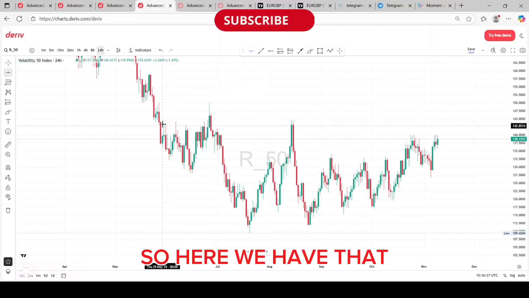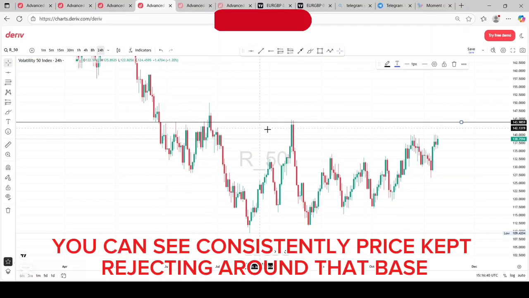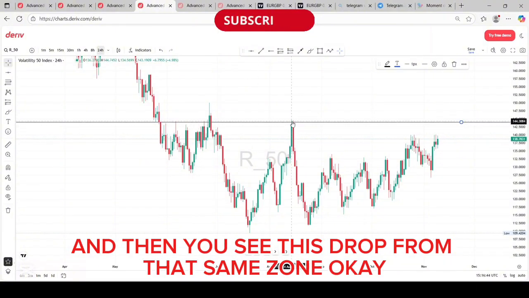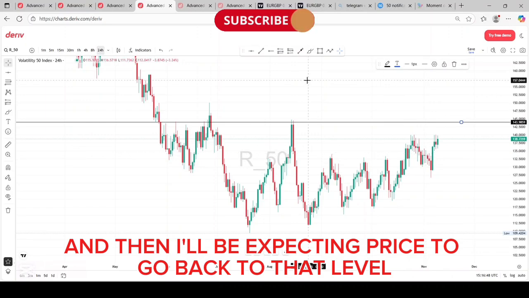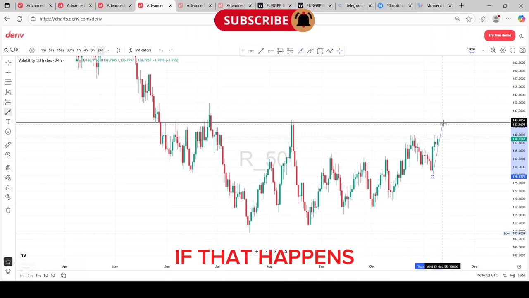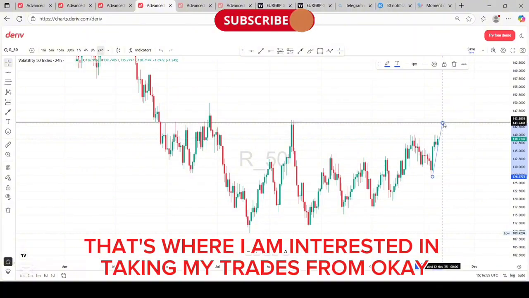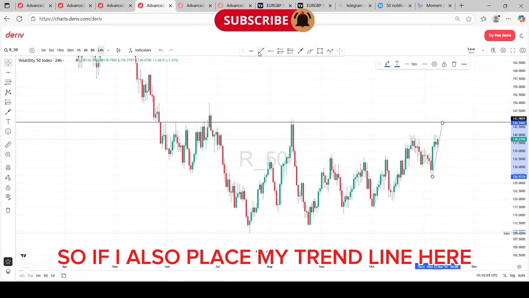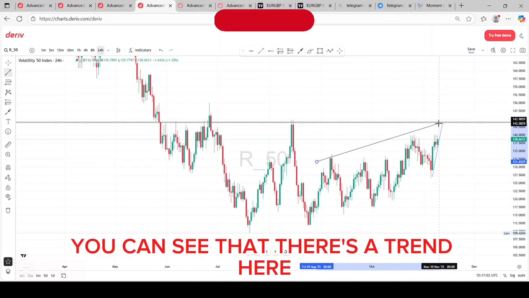So here we have that. You can see price consistently kept rejecting around that base, and then you see this drop from that same zone. Okay, and then I'll be expecting price to go back to that level. If that happens, that's where I am interested in taking my trades from. Okay, so if I also place my trend line here, you can see that there's a trend here.